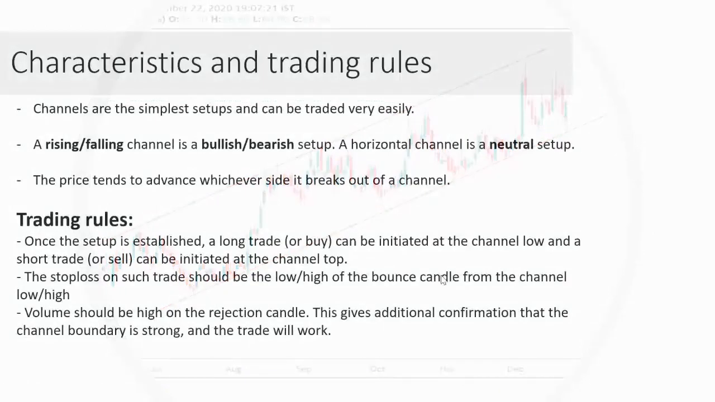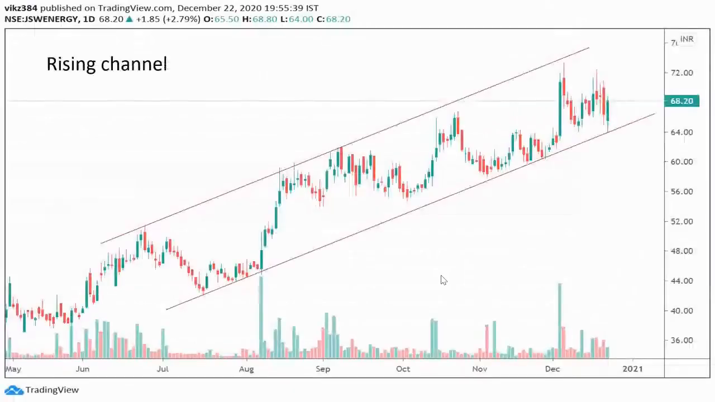Okay? In a neutral setup, that is a horizontal channel, you can do both. Now let's go to examples. So this is an example of a rising channel. This is the same chart, and this is the chart of JSW Energy. It's a recent chart, daily time frame.